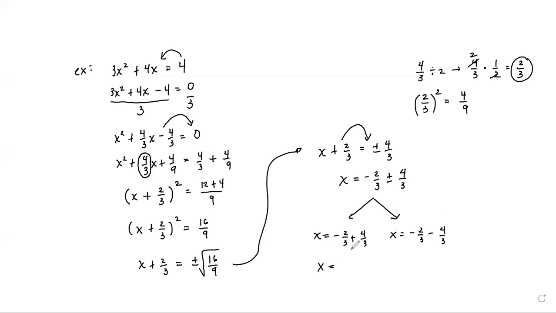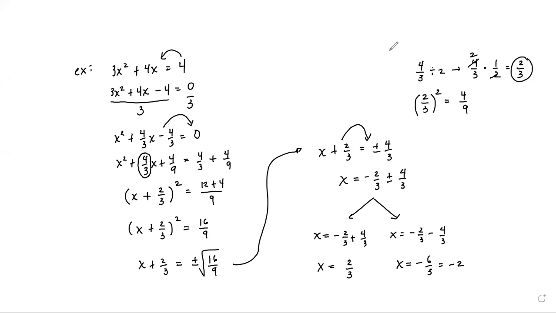So combining into a single fraction, we get negative 2/3 plus 4/3 is positive 2/3. While for the other one, we have negative 2/3 minus 4/3, which is negative 6 over 3, which is equal to negative 2. So the solutions for this quadratic equation are 2/3 and negative 2. So this is how completing the square works. All right, so let's have another example.